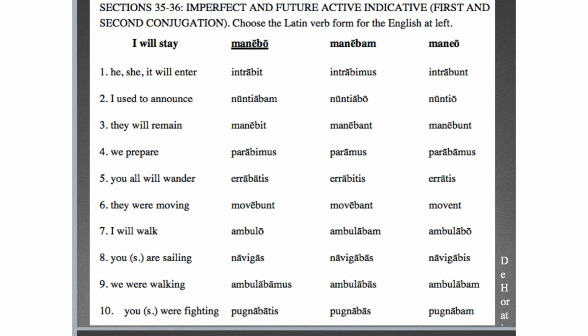So you're going to choose the Latin for whatever is on the left. The important thing here is to make sure to identify the tense. So "will enter" is obviously going to be future. If it's future, that's going to be that bi, with the exceptions, but of course he, she, it will use the bi. So here's bit, here's bimus, here's bunt. So all 3 of these forms are future. You need the one with he as its subject, which is intrabit.